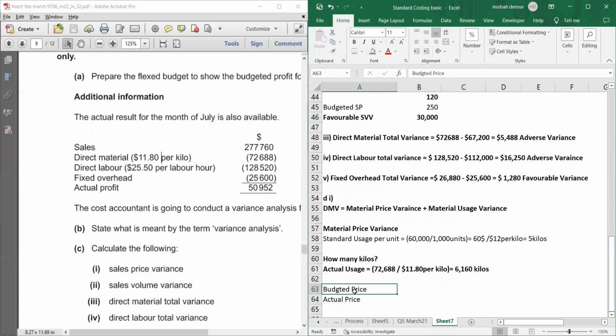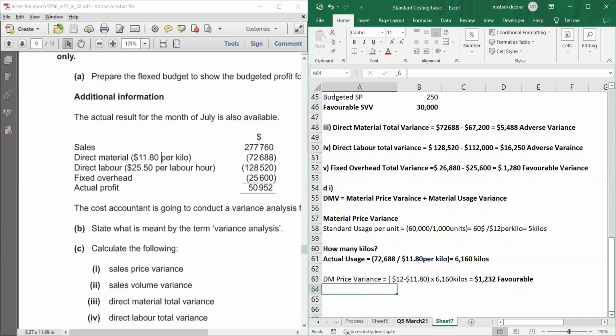Now we can calculate the direct material price variance. So the budgeted is $12 and the actual is $11.80. So the actual price is less and the budgeted price is higher. So this will give us a favorable variance. And how many kilos have we used in actual? 6160. So the variance is 0.20 into 6160 kilos equals $1232 favorable. Just write favorable. I would bold it.